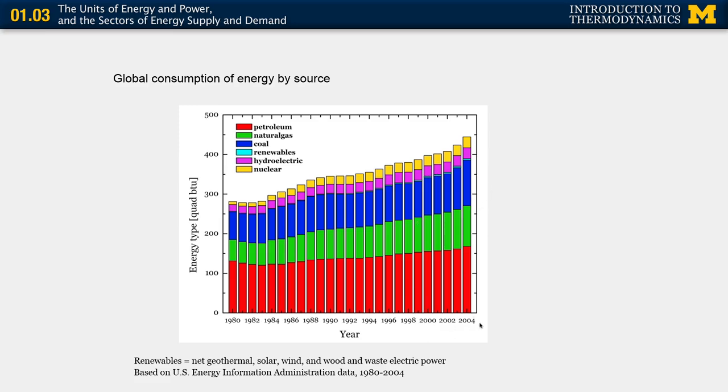Now, admittedly, these data are circa 2004. Since 2008, there's been a significant increase in the use of renewables around the world, so these numbers have shifted some. But the point is, a lot of energy is being generated using fossil fuels right now, and if we want to shift that portfolio, we need to have technologies that are capable of scaling.